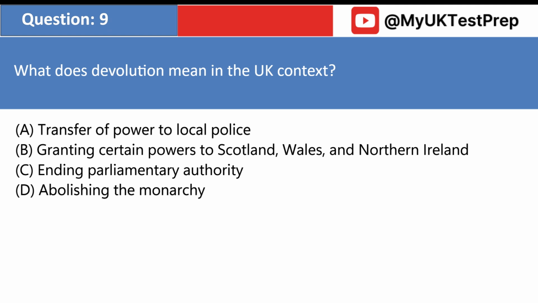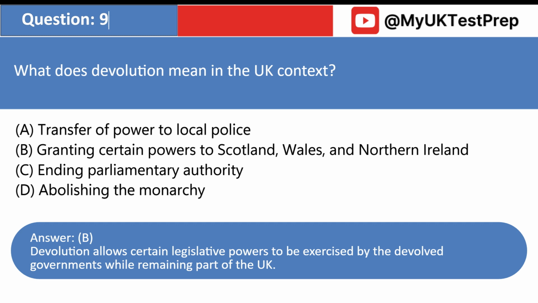What does devolution mean in the UK context? A. Transfer of power to local police. B. Granting certain powers to Scotland, Wales, and Northern Ireland. C. Ending parliamentary authority. D. Abolishing the monarchy. Answer: B. Devolution allows certain legislative powers to be exercised by the devolved governments while remaining part of the UK.